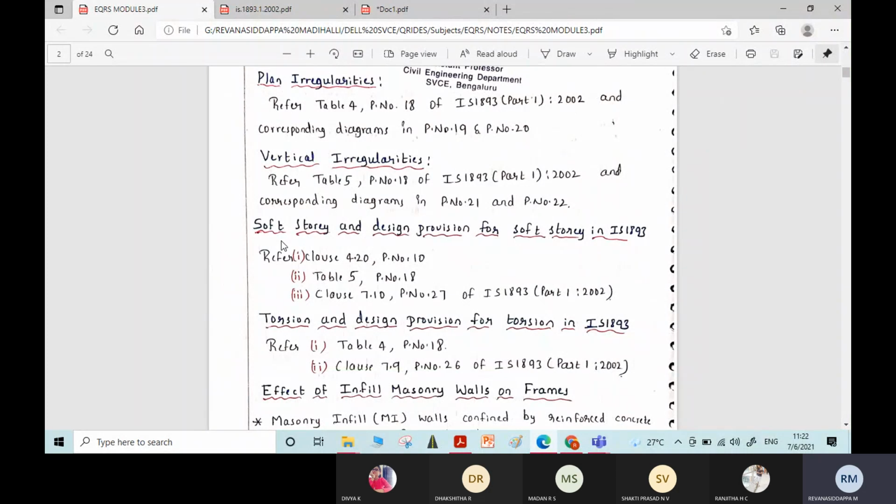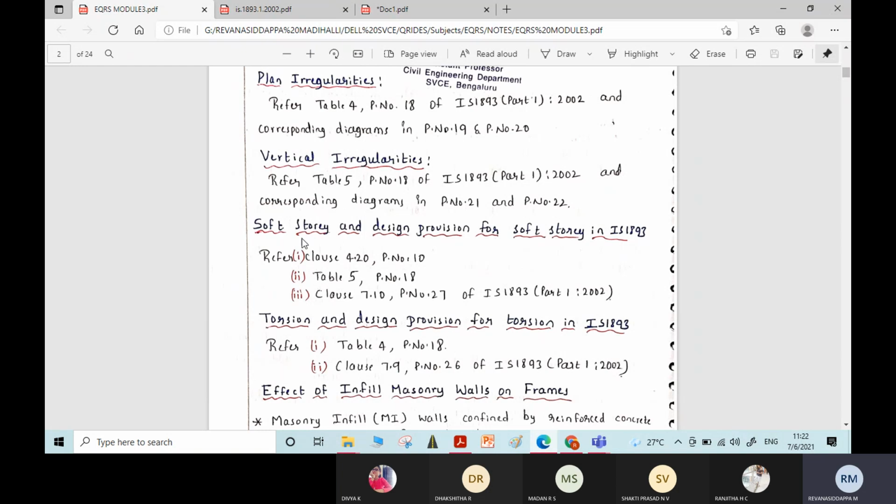The next is soft story and design provision for soft story. Soft story, I have already discussed a little while discussing vertical irregularities, and there are some design provisions for buildings with soft story that we'll see now.